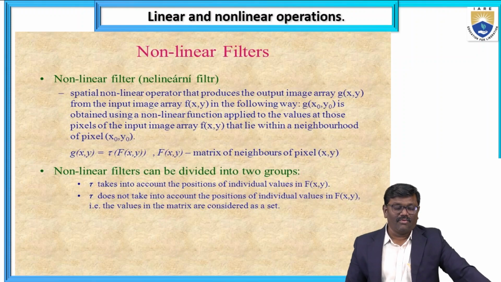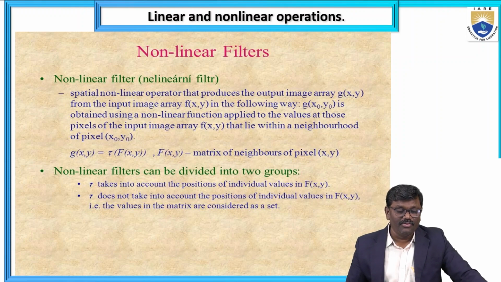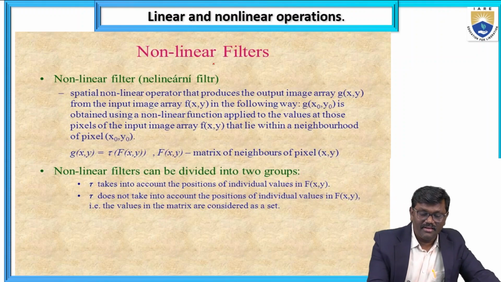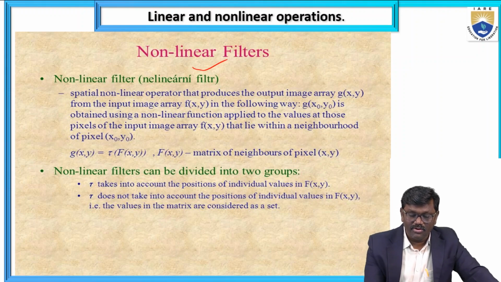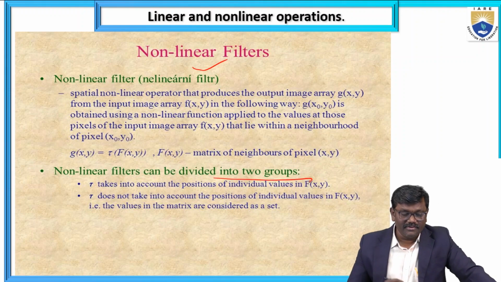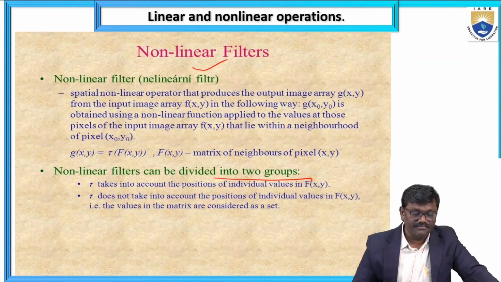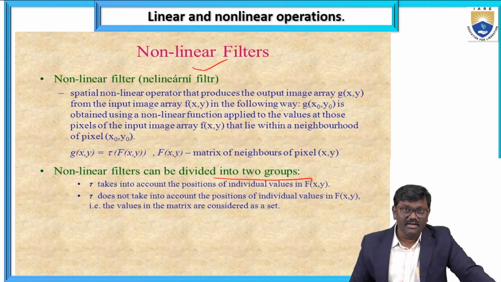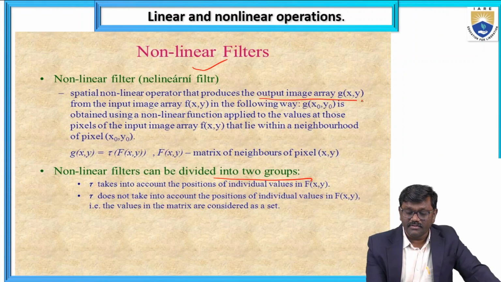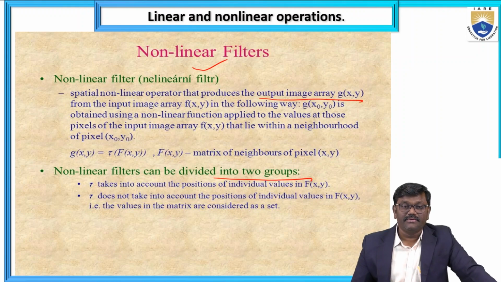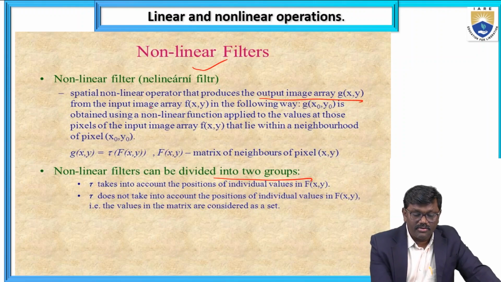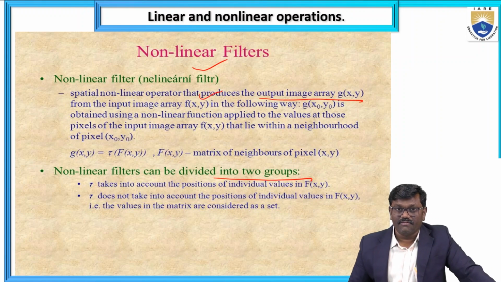Coming to the non-linear, what are the non-linear filters we are going to use here? One is the linearly filtered one. Another one, non-linear, can be divided into two groups. First of all, we have to understand the spatial non-linear operator that produces the output image array g of x comma y from the image which we are going to use, f of x y.